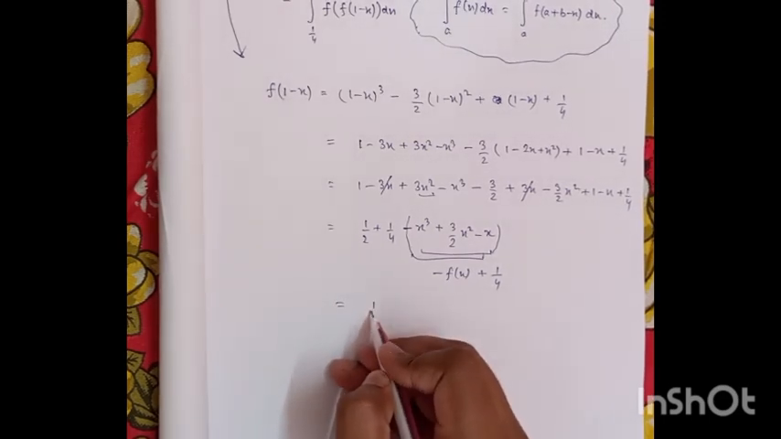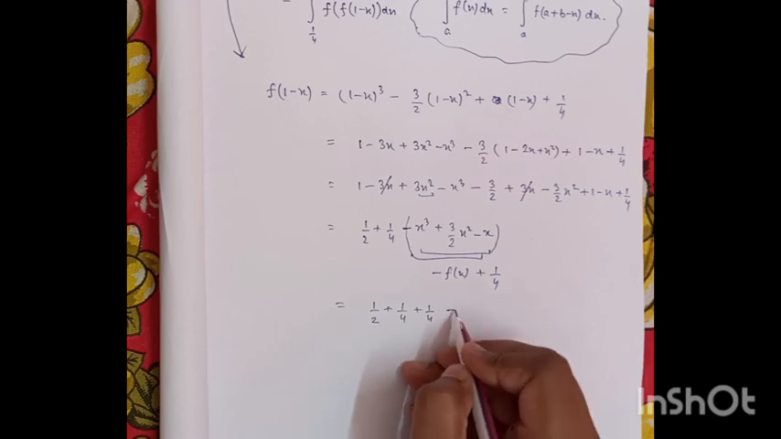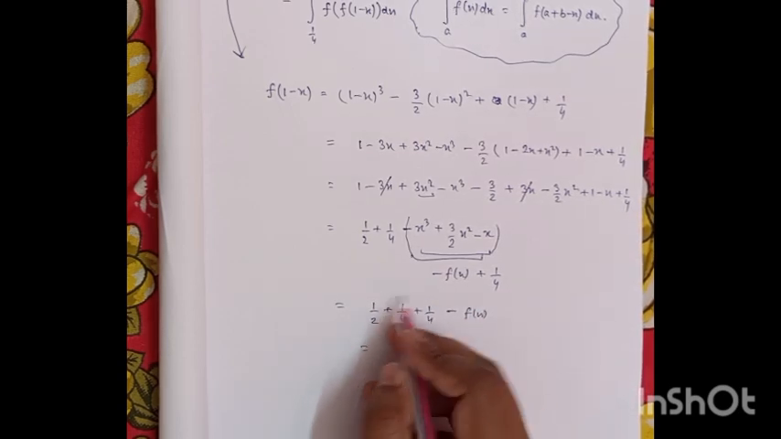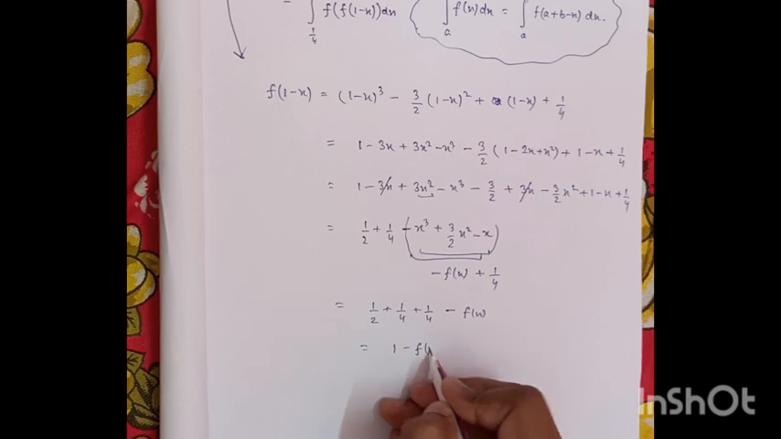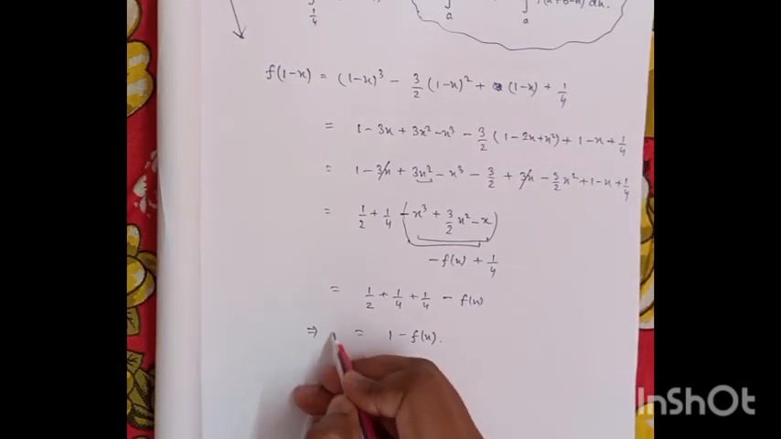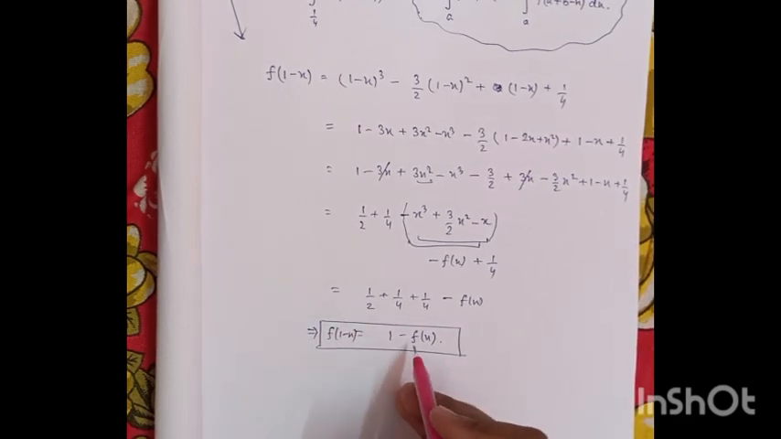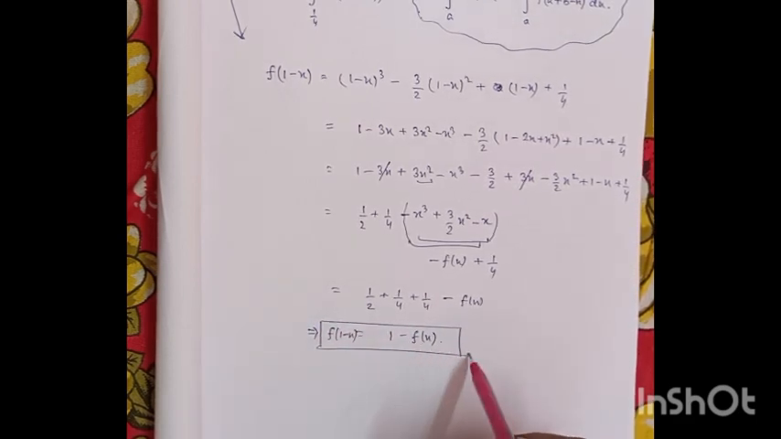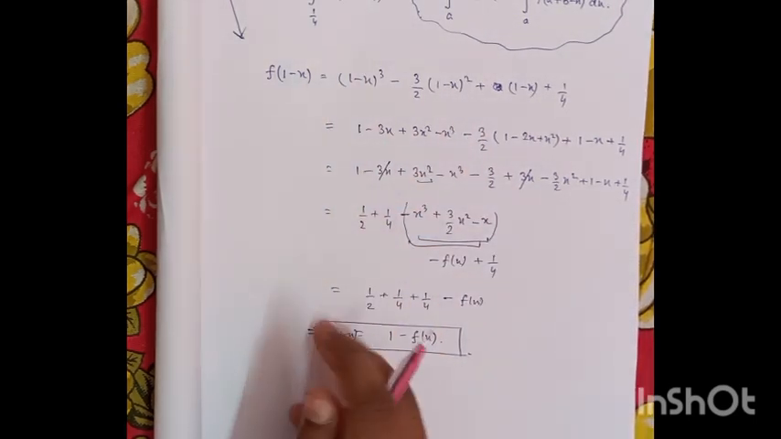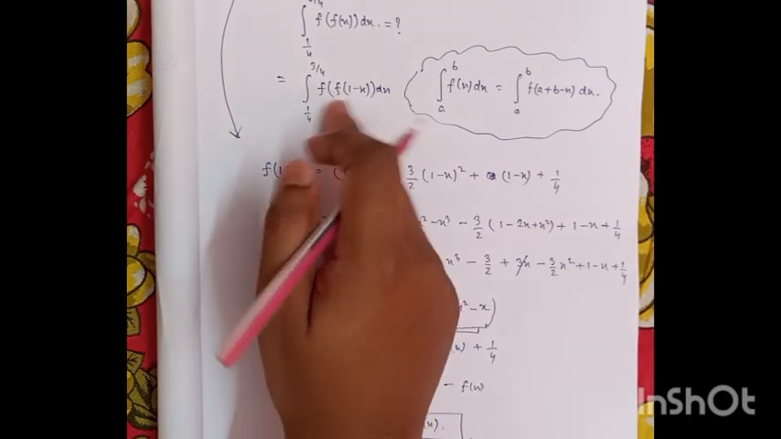So we can write it as half plus 1 by 4 plus 1 by 4 minus f(x), and so it simply becomes, this will sum up to be 1 and then minus f(x). So we can see that f of 1 minus x will become equal to 1 minus f(x). So this is the special property of this given function. So we can use this relation here in this integration.